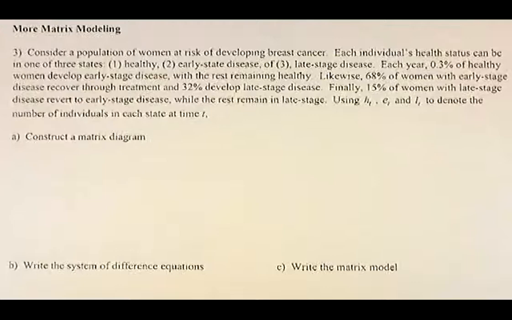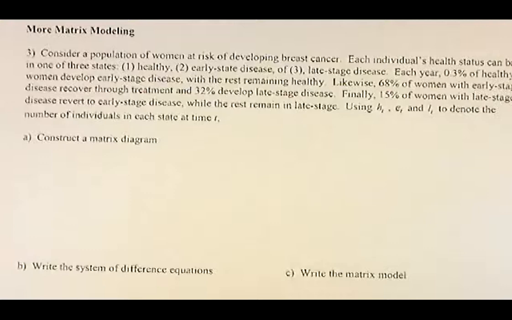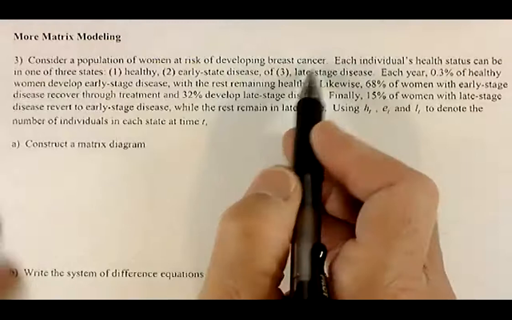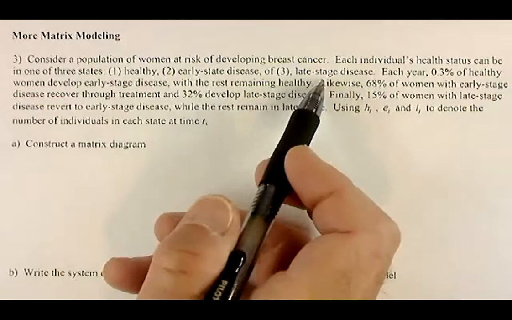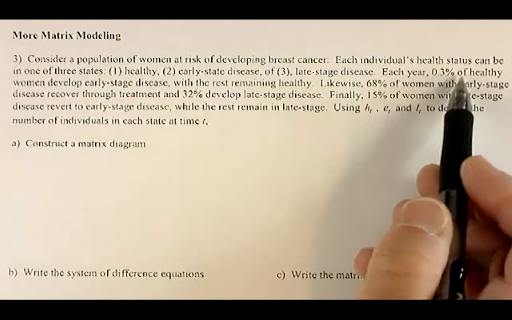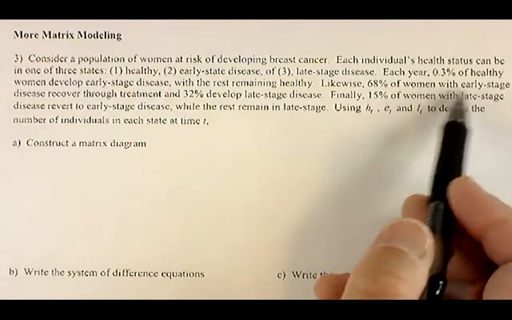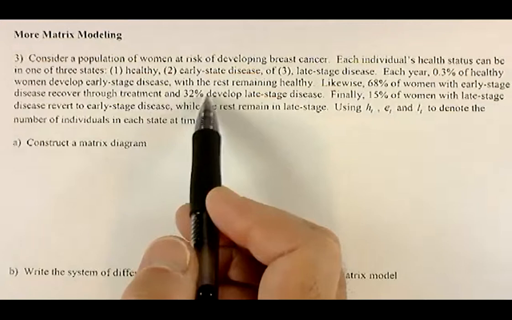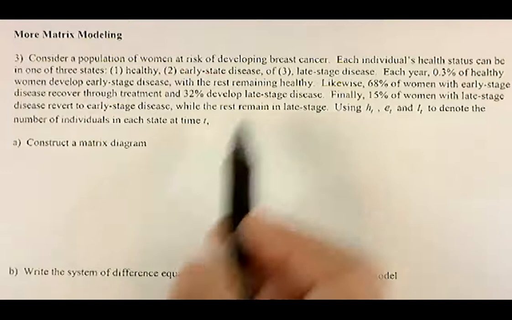This one is from the book. Don't remember what number. Consider a population of women. So now we're not talking about Leslie matrices anymore. Population of women at risk for developing breast cancer. Each individual's health status can be in one of three states: healthy, early stage disease, or late stage disease. And we've got a bunch of information. Each year, 0.3% of the healthy women develop early stage disease, with the rest remaining healthy. 68% of women with early stage disease recover through treatment, while the remaining 32% go into the late stage of the disease. And then finally, 15% of women with late stage disease revert back to the early stage disease. So maybe they get treatment, while the rest remain in late stage.